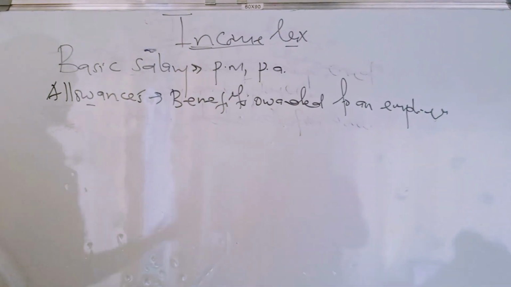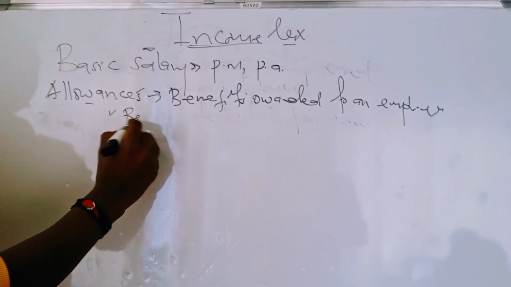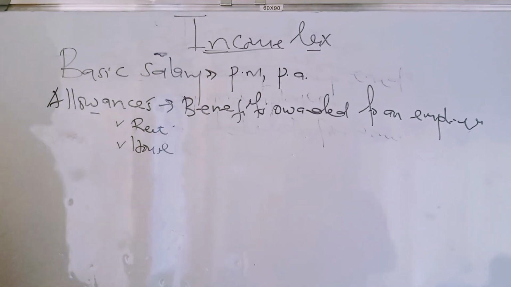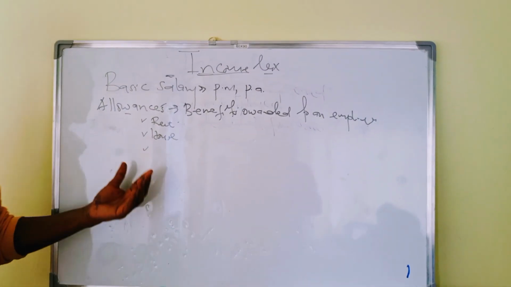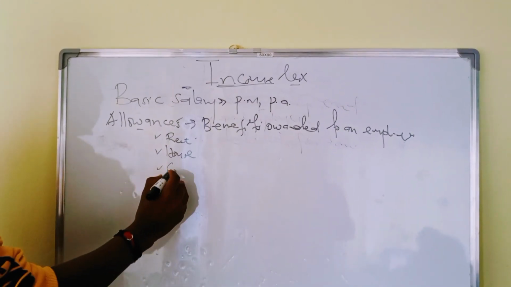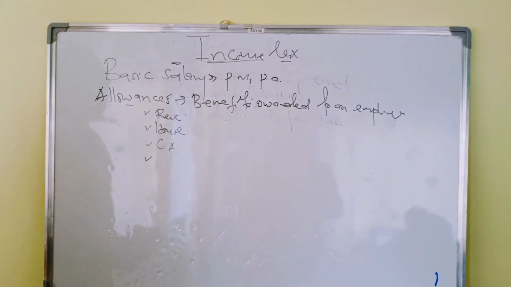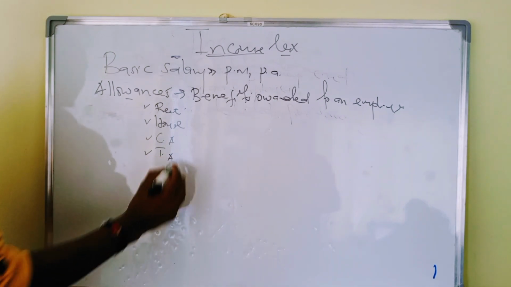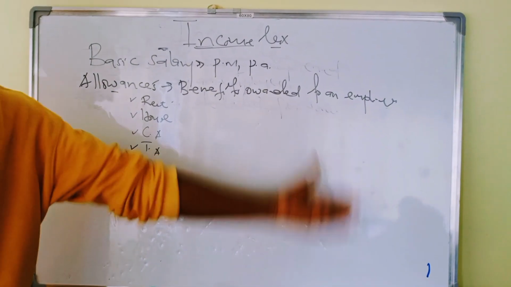For example, this person might decide to give you an extra coin for your rent or something. They might decide to house you, so you get a house allowance. Also, instead of you incurring communication costs from your basic salary, they might give you a communication allowance. Let's say you are a commuter, traveling on a daily basis. This person might give you a transport allowance. So allowances are benefits awarded to an employee.